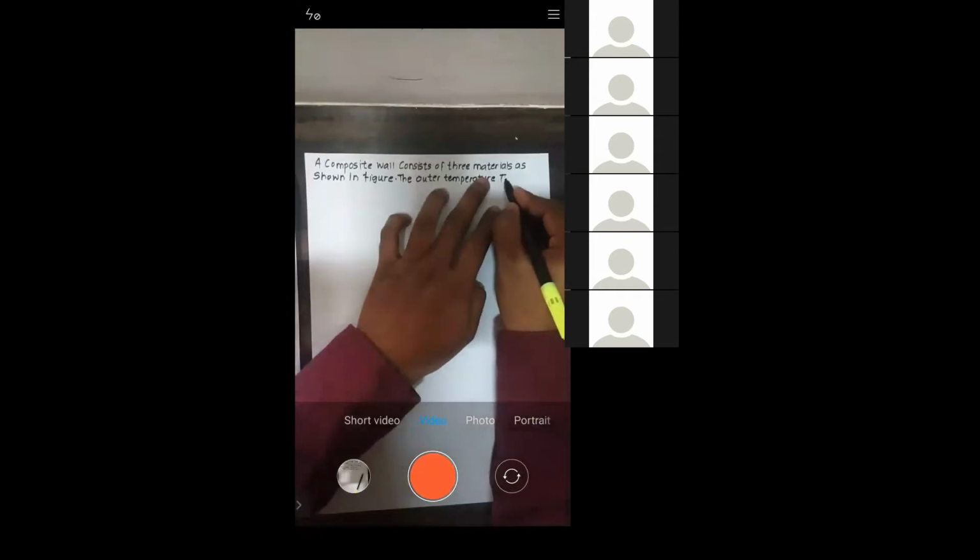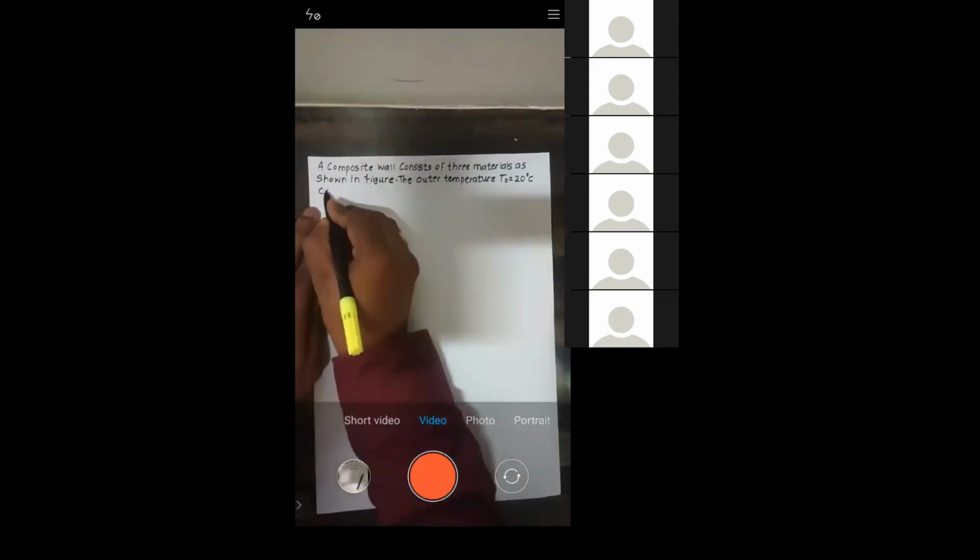The outer temperature T0 is equal to 20 degrees Celsius.